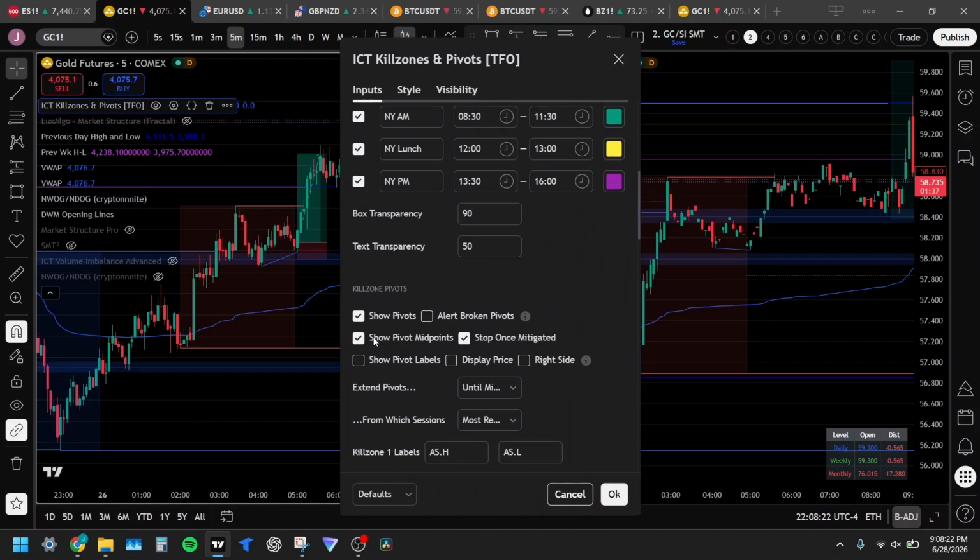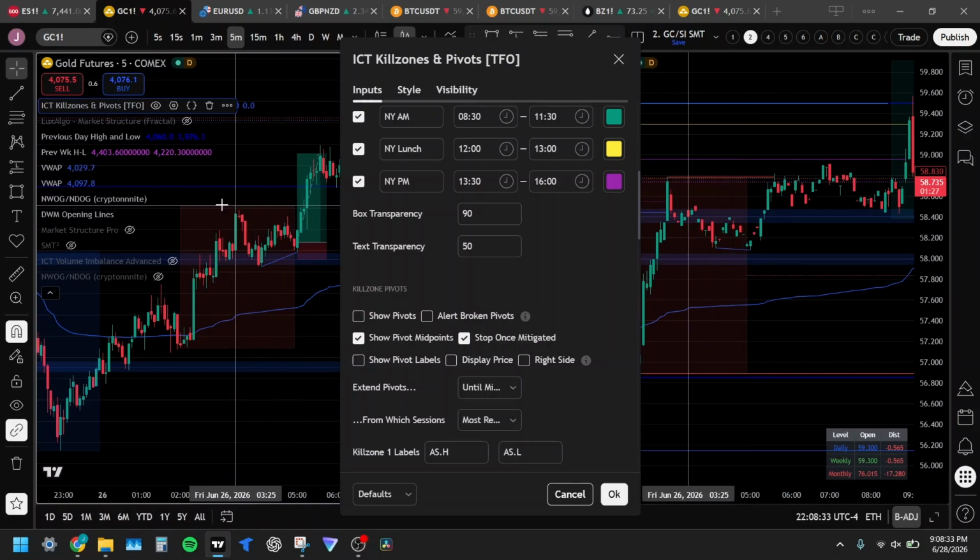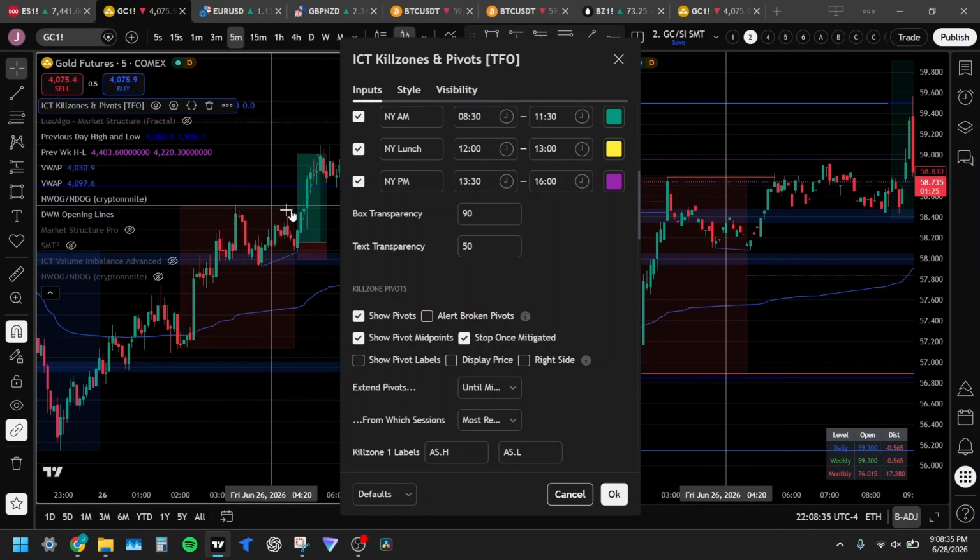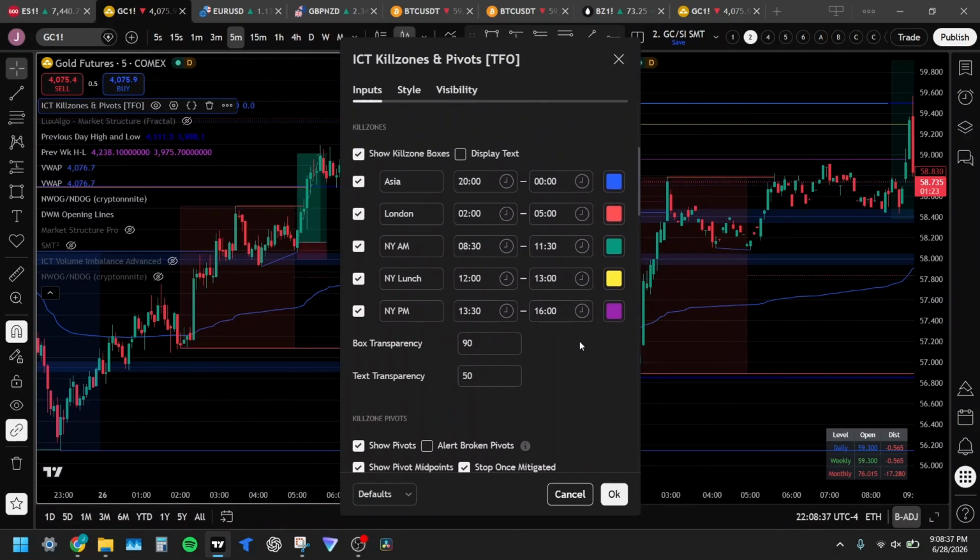Yeah, show pivot midpoints is pretty good. Stop points mitigated, and you can also use, because this is obviously one of the stop points that's mitigated, show pivots. So the pivots is what it does here. On the top of the lines when it gets hit, I like having that on there just so I can see what the lines are going to be in the future.